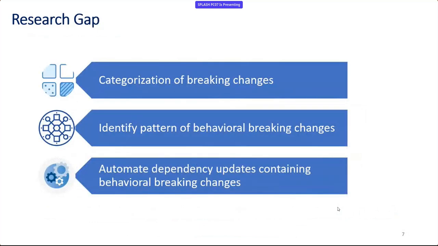So the research gap we looked at was that there was no high level categorization of breaking changes, including the behavioral ones. We wanted to identify patterns of behavioral breaking changes because the literature did not support that, and also to automate the dependency updates containing behavioral breaking changes.